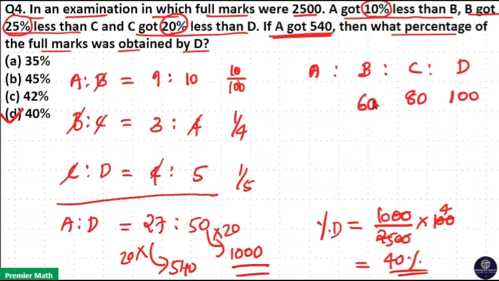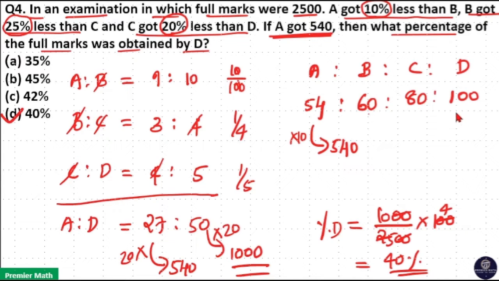B got 60 marks. Again, A got 10% less than B. Here 100% is 60, 10% is 6. That means 10% less than B means 60 minus 6, 54. A got 54 marks. So here is the ratio of A is to B is to C is to D. And already A got 540 marks means 54 parts is 540. 54 into 10 is 540. Then D got 100 parts.